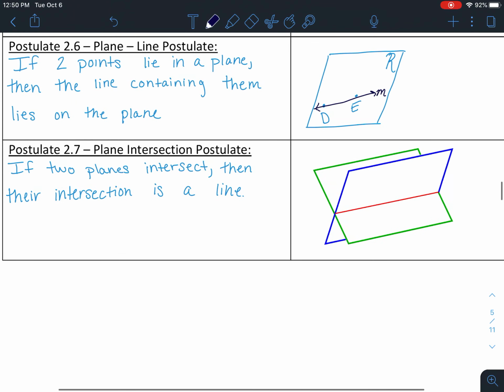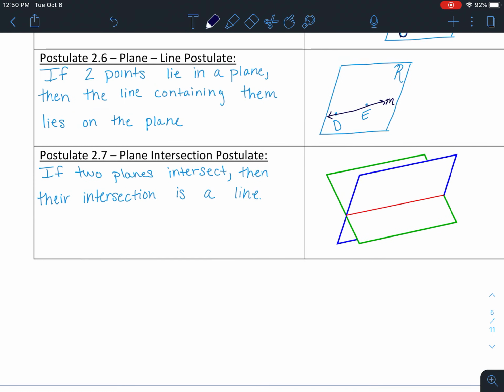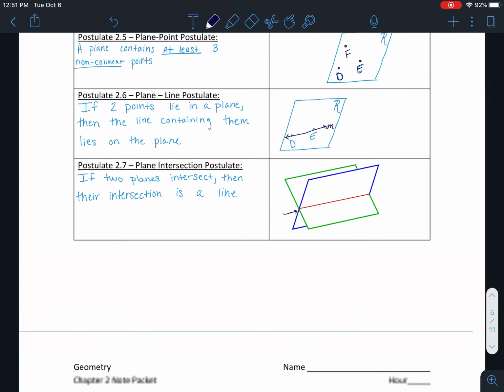2.7, I was not able to draw, so I just picked a picture off of Google. But if you're able to replicate this, fantastic. That is, if 2 lines or 2 planes intersect, so we have the blue plane and the green plane, then their intersection is a line, and you can see that line right there. That's the red line. All right, so let's see if we can use these and do some examples.